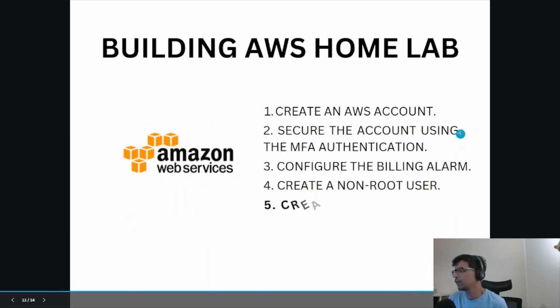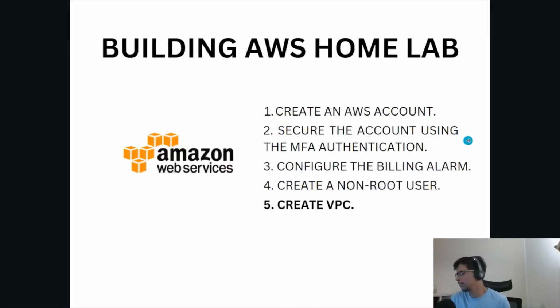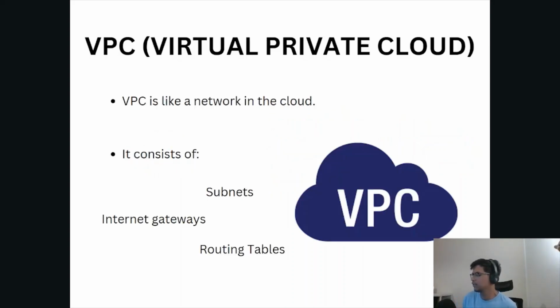Now moving on to our next step, which is creating a VPC. So VPC basically stands for Virtual Private Cloud, and it's a fundamental networking service provided by AWS. A VPC allows you to create and configure a logically isolated section of the AWS cloud where you can launch AWS resources like virtual machines. That is what we will see in the next step, EC2 instances. We can also use resources like databases and networking components in a private controlled environment.